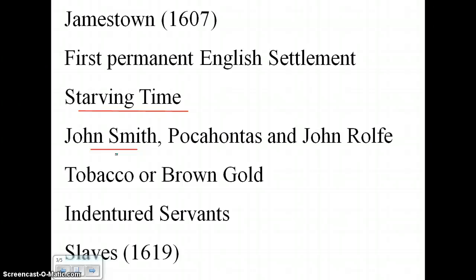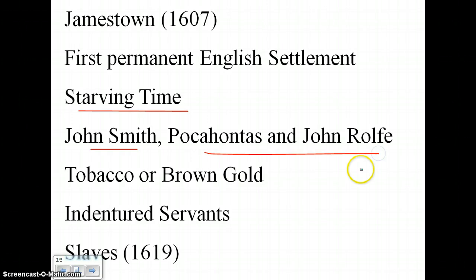But famously, John Smith is able to force the people of Jamestown. Many of them were the sons of nobles. They were born into leisure and weren't used to hard work. John Smith is able to force them into labor. He's able to declare martial law. He's able to help the colony survive.